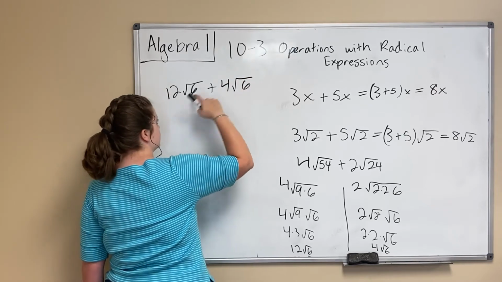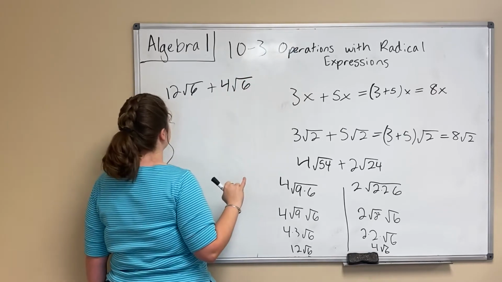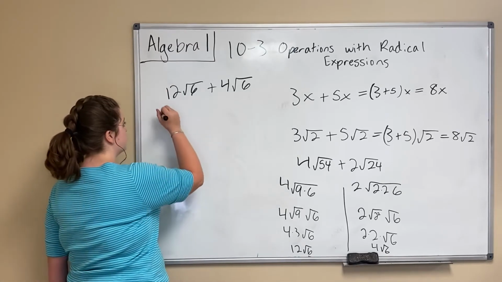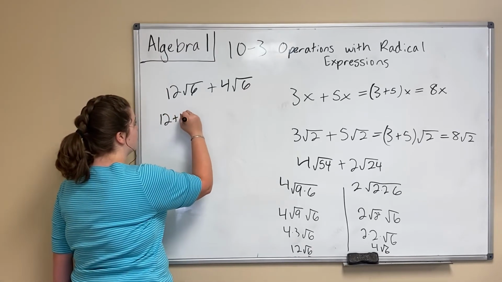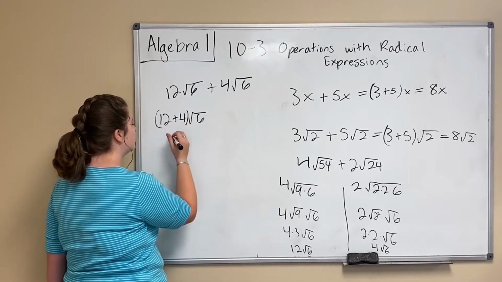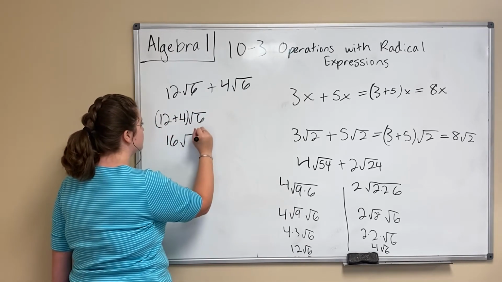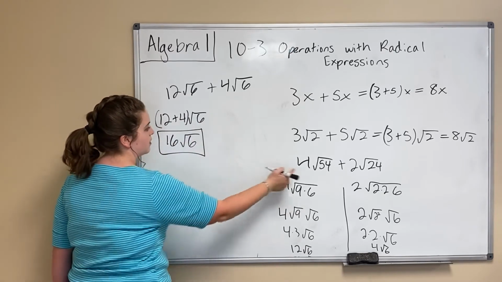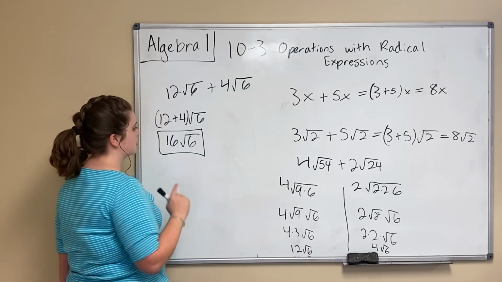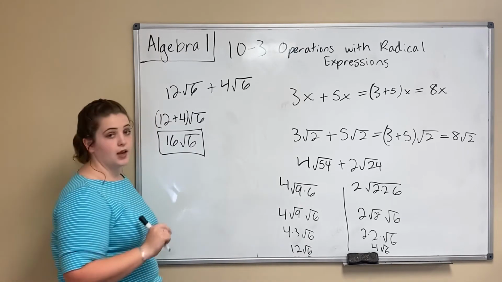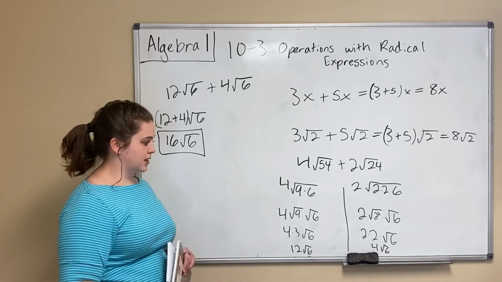Now that they have the same number underneath the radical sign, I can do what I did with adding them. 12 plus 4 on the square root of 6. 12 plus 4 is 16. So this simplifies to 16 on the square root of 6. Okay, so that's adding and subtracting.